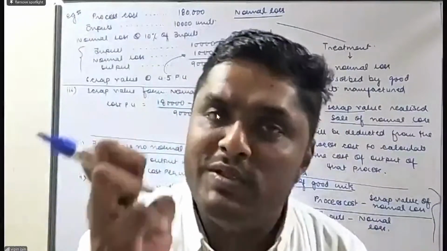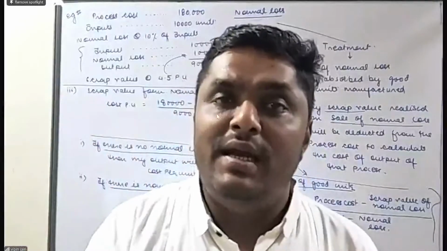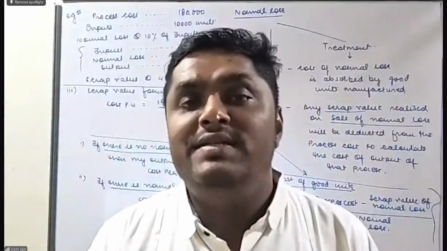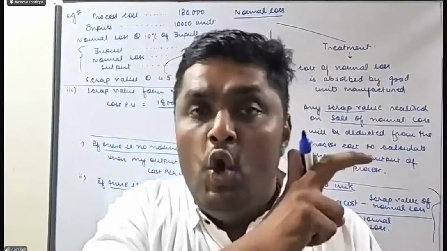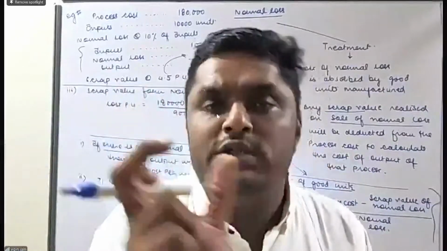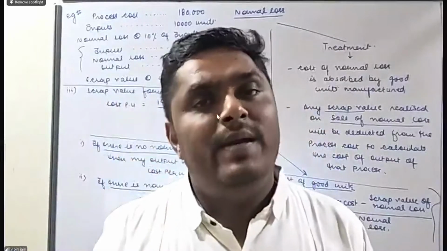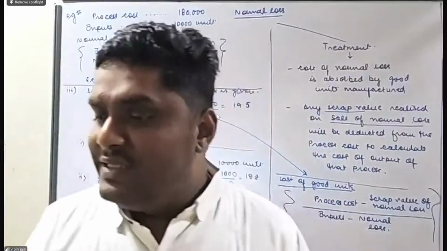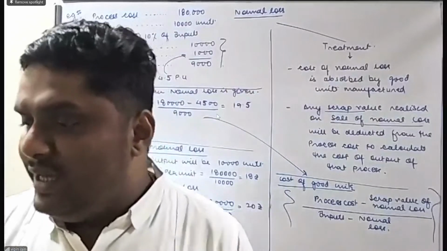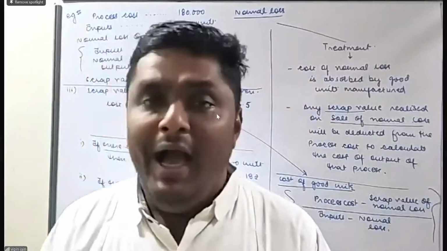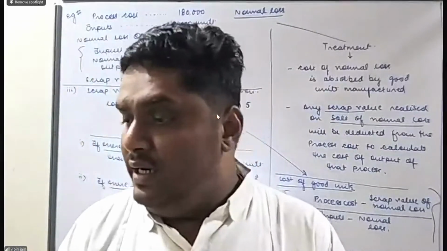Whatever the process cost is, what do we have to subtract from it? The scrap value that is realized on sale of normal loss, whole divided by my inputs minus normal loss. So the product cost will be inflated because of normal loss. If you have any doubts or queries, please post them. I have discussed normal loss in detail.